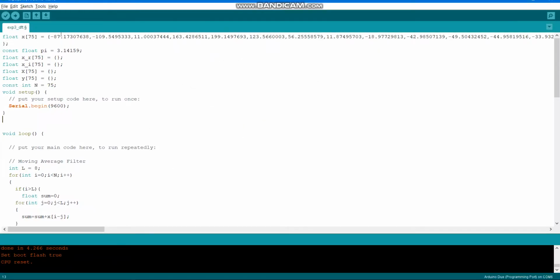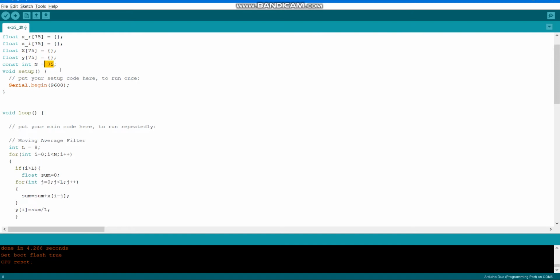So here x is the input array, it is the signal. It is sampled at 25 hertz and there are 75 samples. So we are declaring a float pi as constant float, the value of pi. We are creating empty arrays, xr for storing the real value, xi for storing the imaginary value. And further, as we require, y is for the moving average filter and the capital X for the absolute value of the signal. So here we are using constant integer N equals 75, and the standard baud rate 9600.